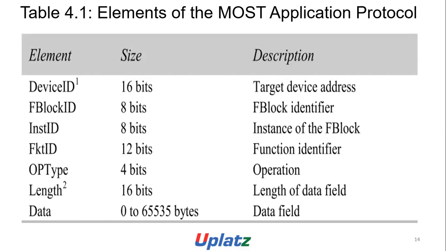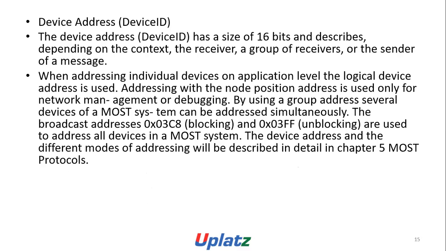The elements of the MOST application protocol: element, size and description. DeviceID: 16 bits, target device address. FBlockID: 8 bits, Fblock identifier. InstID: 8 bits, instance of the Fblock. FktID: 12 bits, function identifier. OpType: 4 bits, operation type. Length: 16 bits, length of data field. Data: 0 to 65535 bytes, data field.